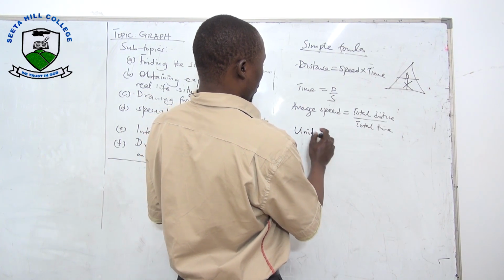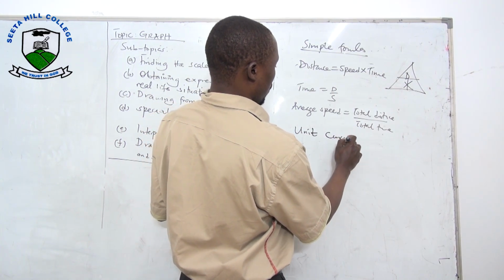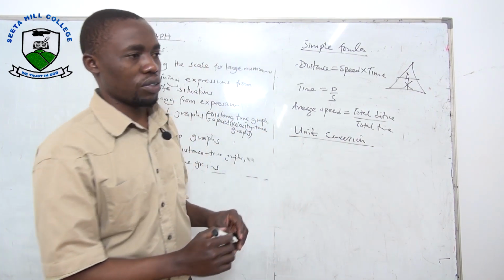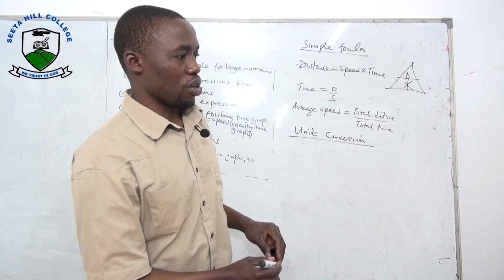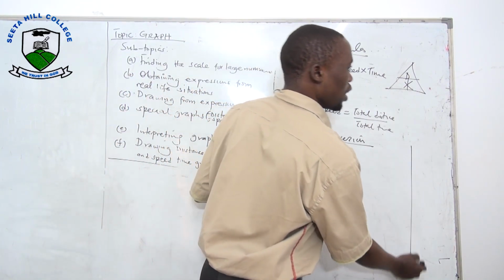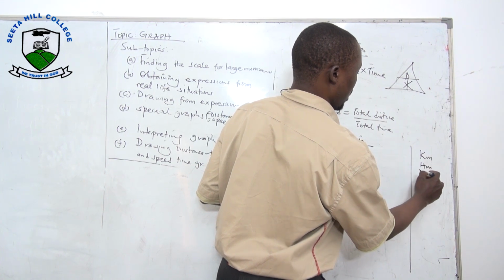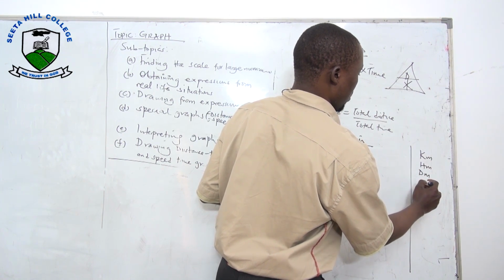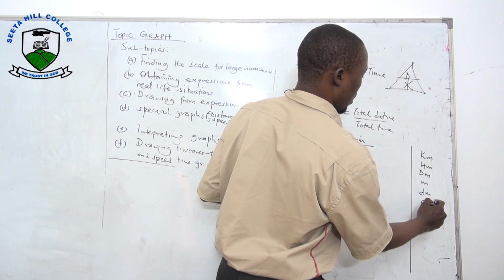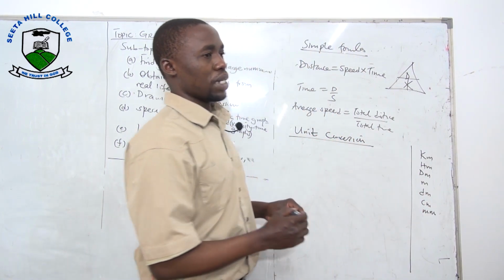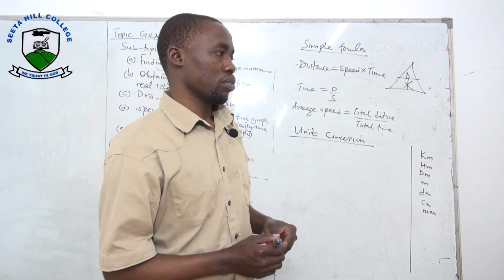Since we want to draw graphs, I want you to just make some review of these conversions. We recall our King Henry's daughter drank cold milk, not so? Which one is the biggest unit? Okay.